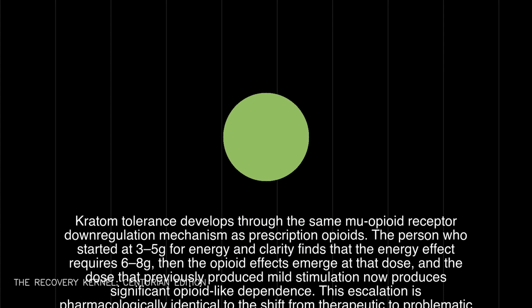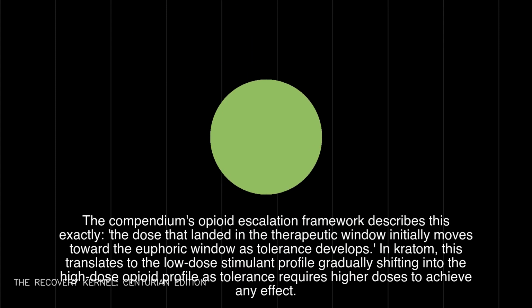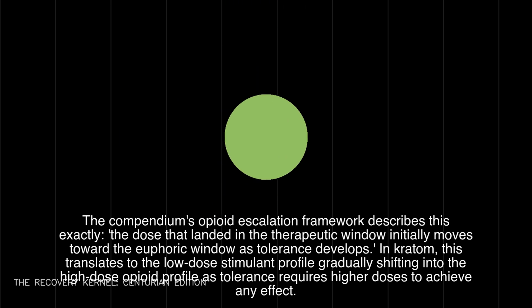The compendium's opioid escalation framework describes this exactly. The dose that landed in the therapeutic window initially moves toward the euphoric window as tolerance develops. In kratom, this translates to the low-dose stimulant profile gradually shifting into the high-dose opioid profile as tolerance requires higher doses to achieve any effect.